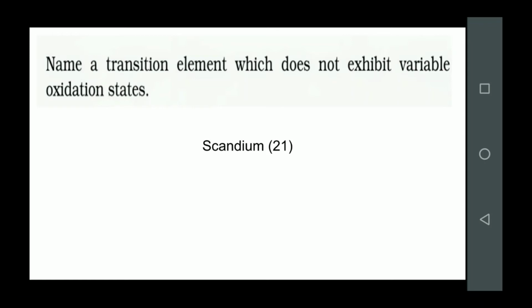Okay, so scandium is the transition element that has only single oxidation state, which is +3. Okay, and why is zinc not? Because it is not a transition element, though it belongs to d block, but not a transition element.